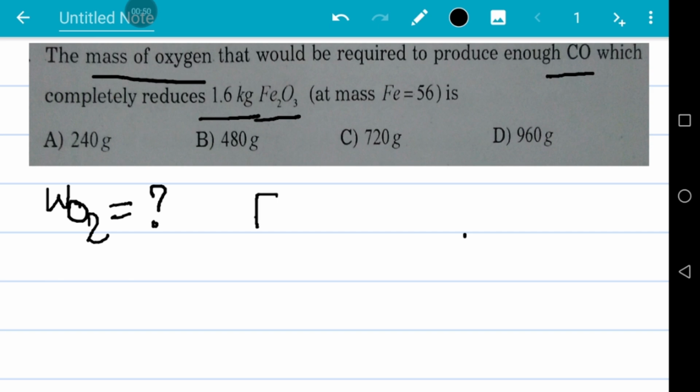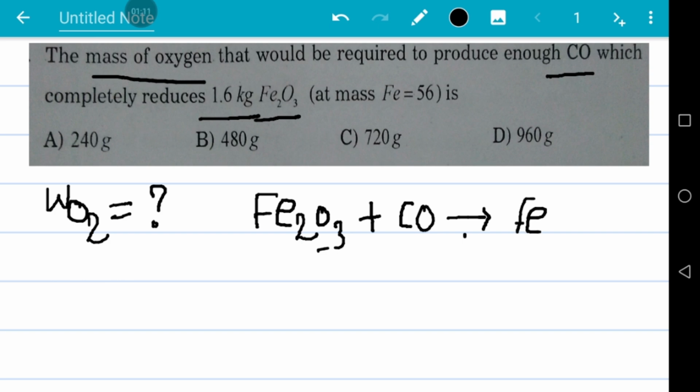So Fe2O3 is reduced by carbon monoxide. Then what are the products? Reduction means what? Removal of oxygen. So when the oxygen is removed, iron metal will be formed, and this CO becomes CO2. These are the products.